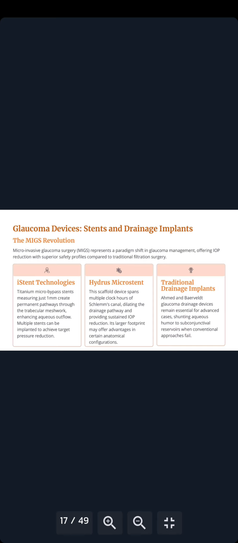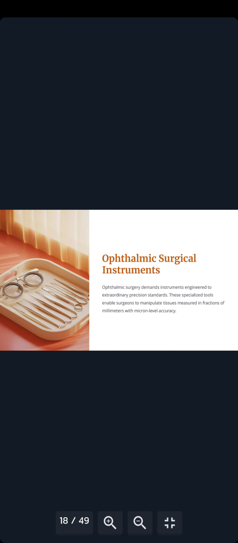It's a tube that sends the fluid from this place to the subconjunctival reservoir, and helps to bring down the pressure of the intraocular system.